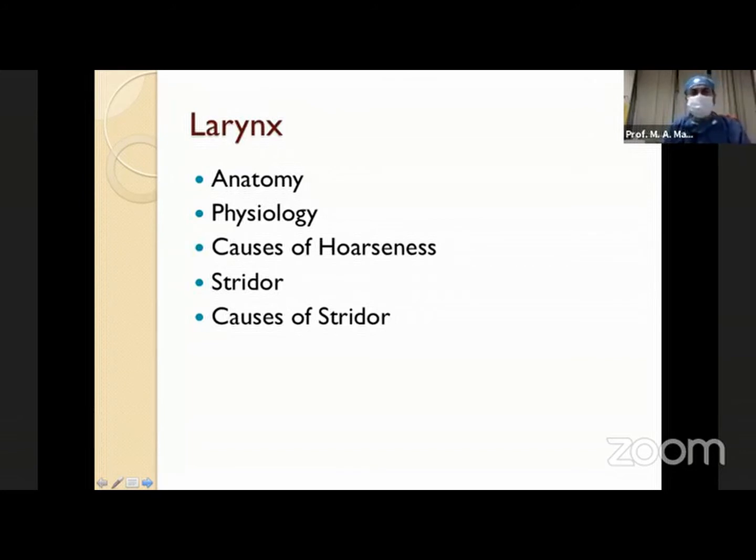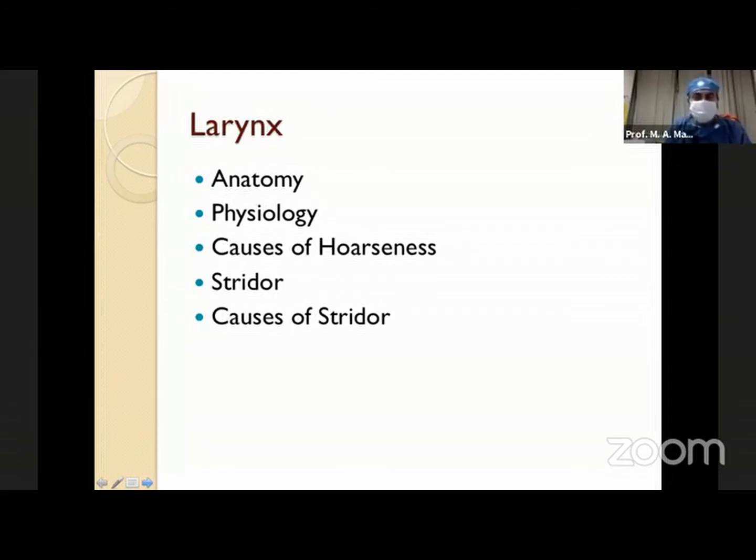We also give some clinical scenarios. A newborn baby presents with severe stridor but a normal cry. What is the diagnosis? The diagnosis is laryngomalacia. A 3 or 4 year old child presents with hoarseness of voice for months or years, and recently developed stridor. What is the diagnosis? The diagnosis is multiple papilloma of the larynx. So in this way, we ask this question in the exam.